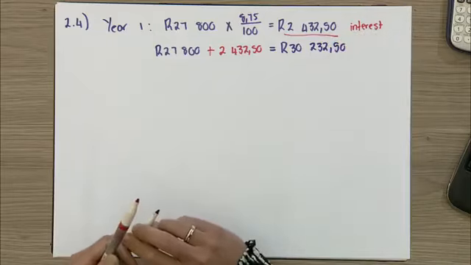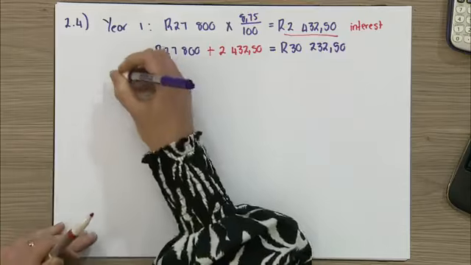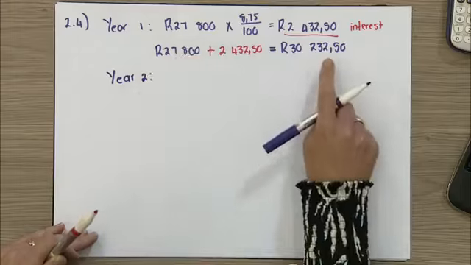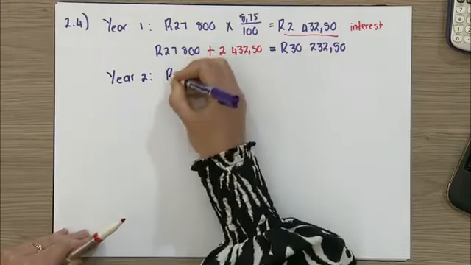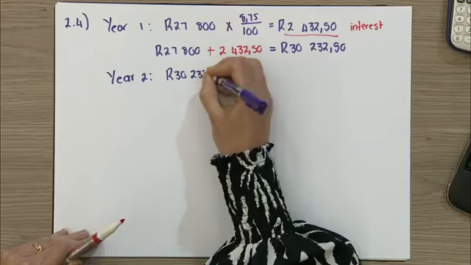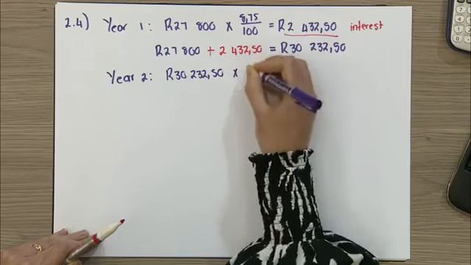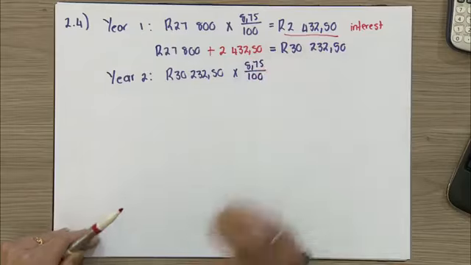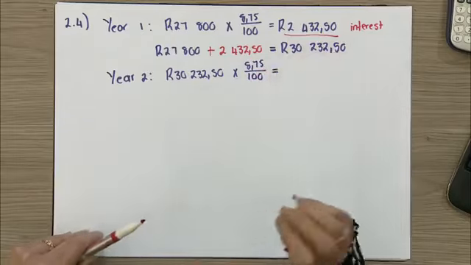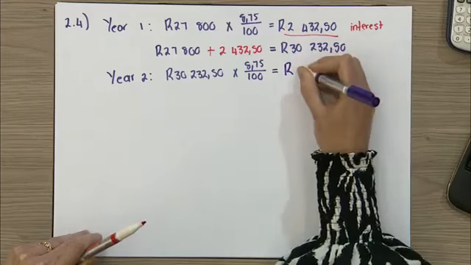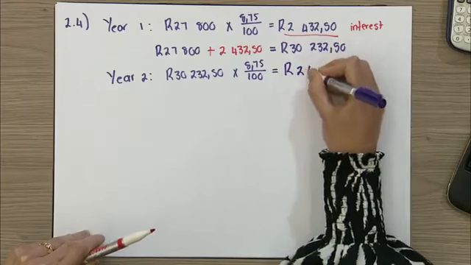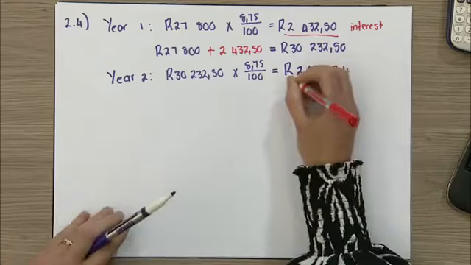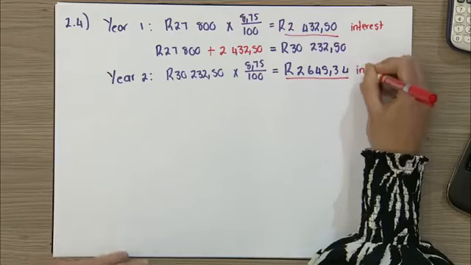They told us that he's investing this for 2 years. So now I've got to repeat this process for a second year. So for year 2, I'm now starting off with 30,232 rand and 50 cents. And once again, he's going to earn 8.75%, so 8.75 over 100 interest. If I calculate that, in the second year, the interest he's going to earn is 2,645 rand and 34 cents. So that is now the interest earned in year 2.